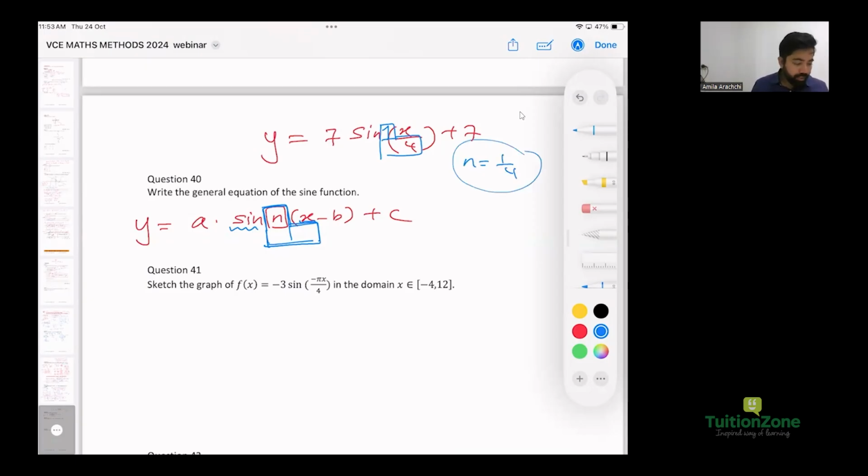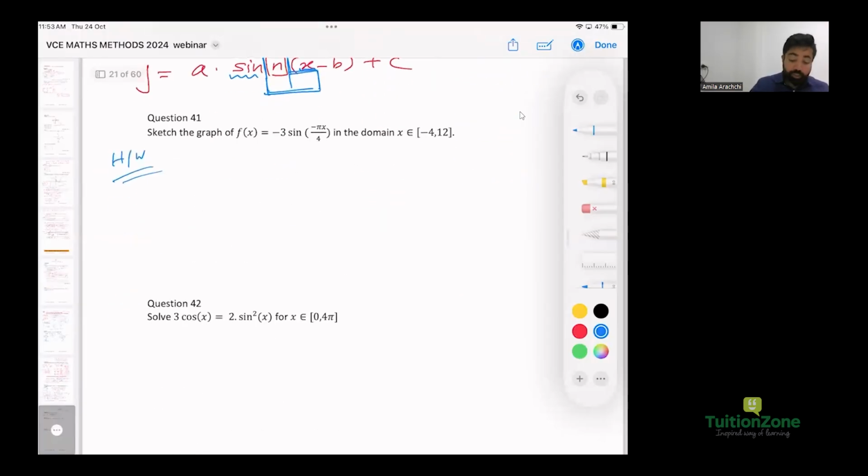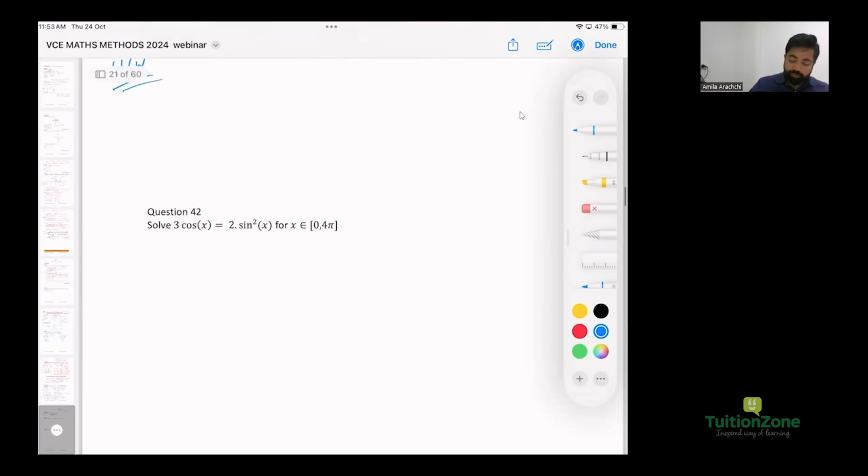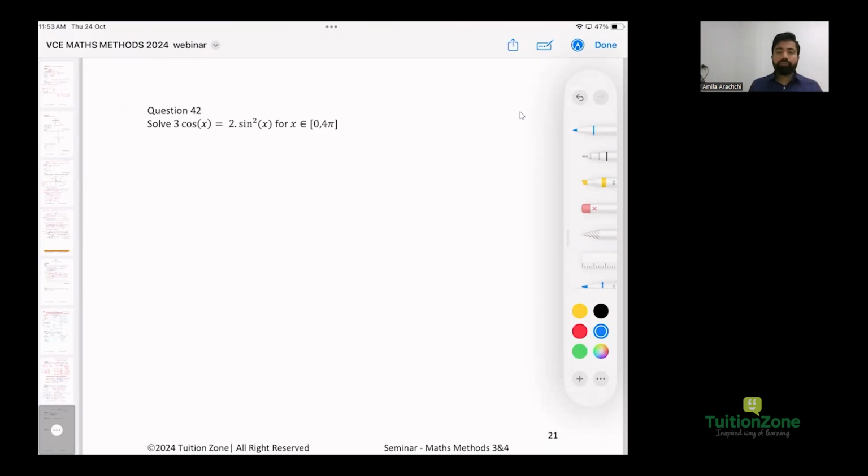All right, the next one is sketching the graph. That particular question is not bad. You can do it for homework, okay? 41 homework. And maybe I want you to go through this question, 42. It's something that you should know. Read, and this is also tech-free. If you know the technique or how to start, just let me know. I'll give you a minute just to get the idea.